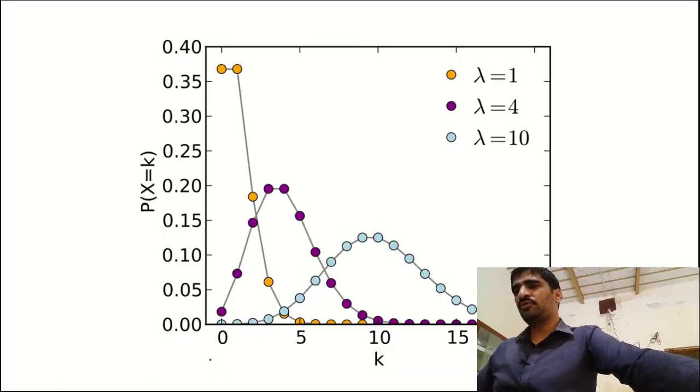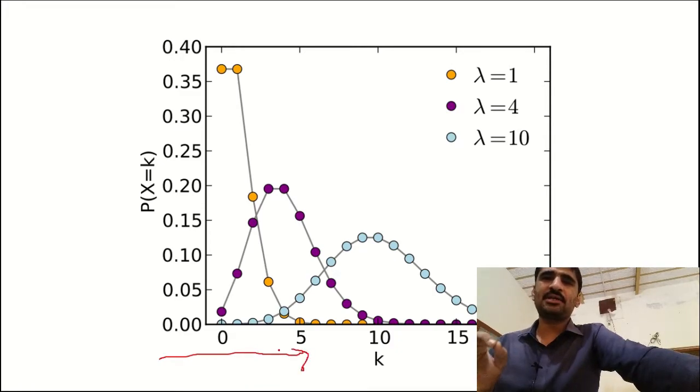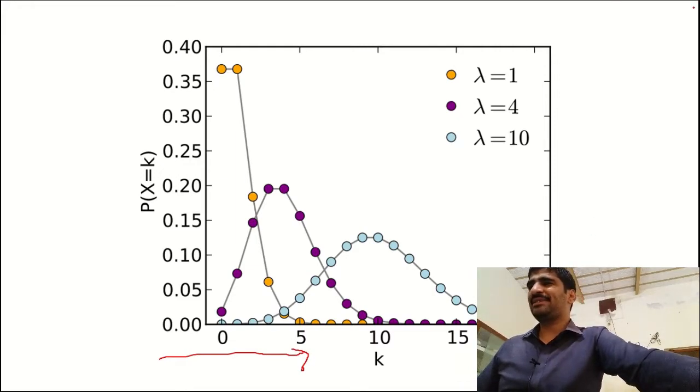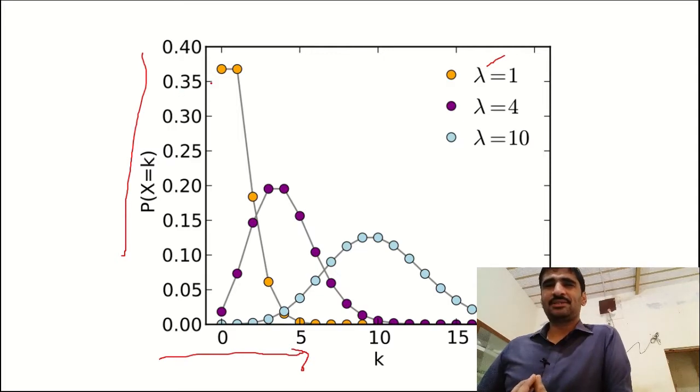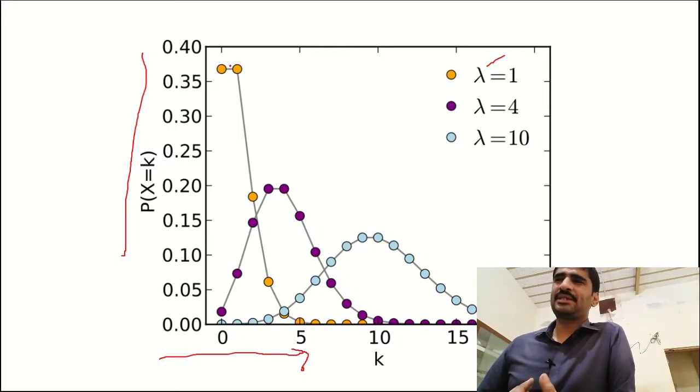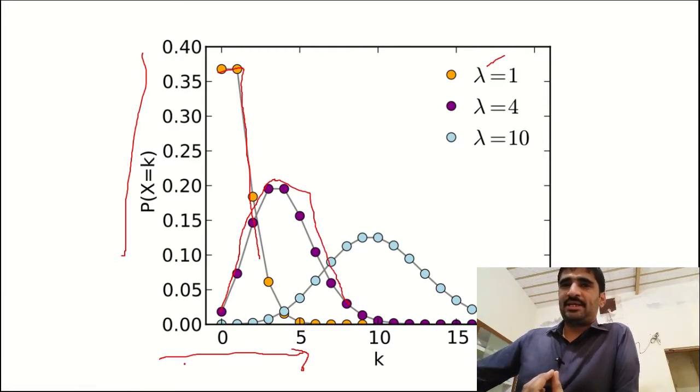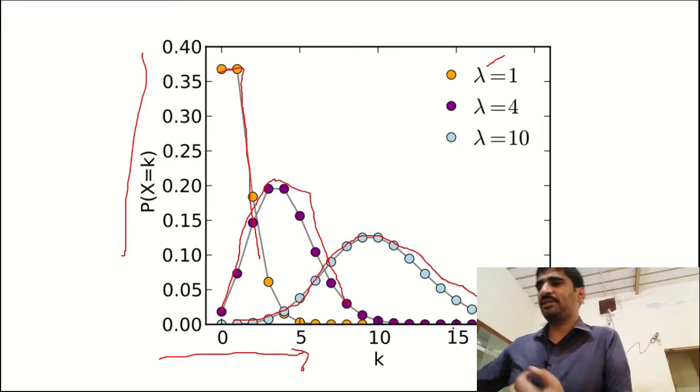Now in this graph you may see the horizontal axis is the index k. It is the number of events, where lambda shows the expected rate of events, and the vertical axis is the probability of events with given lambda. For instance, when lambda is equal to 1, the sampling looks like this line. When lambda is equal to 4, it looks like this. When lambda is equal to 10, it looks like this. This is the line for lambda equal to 10.